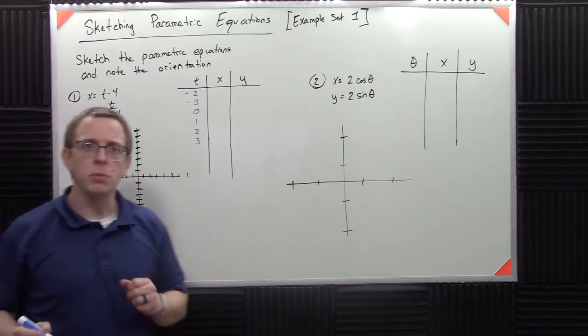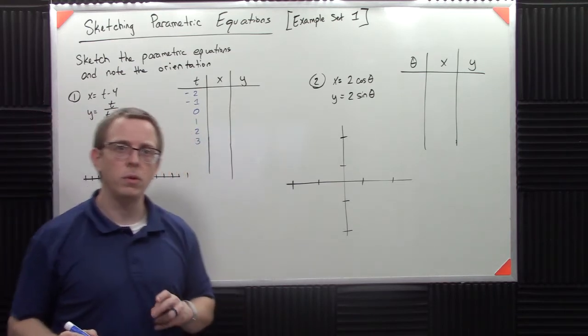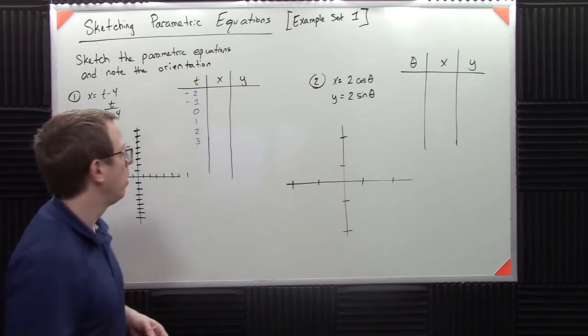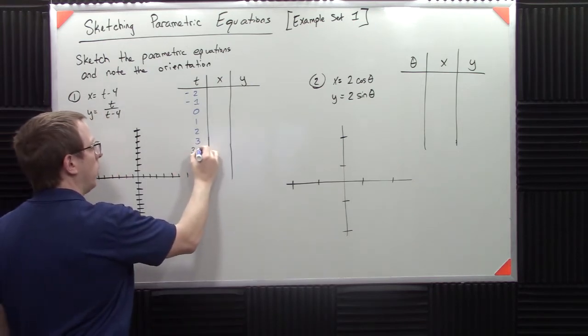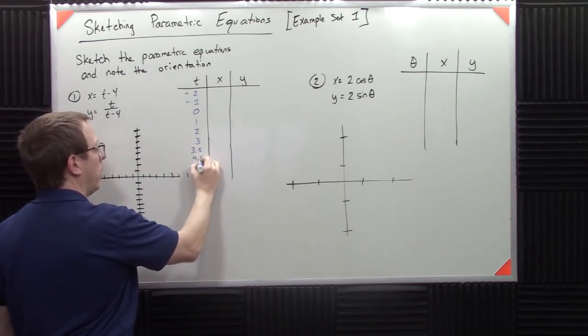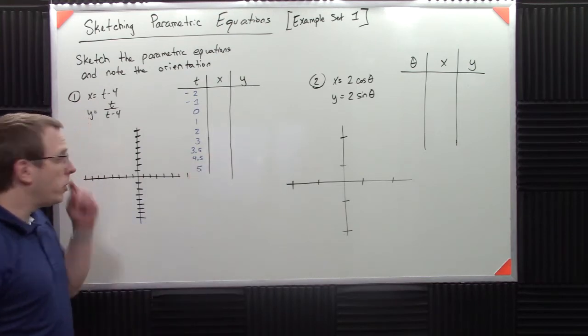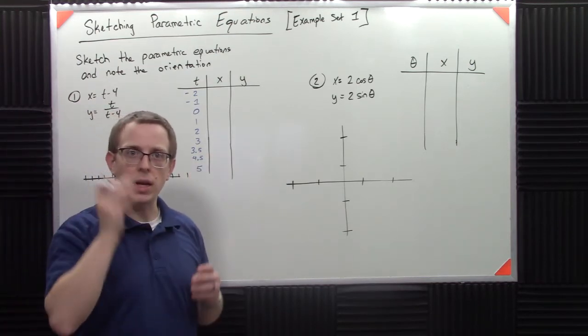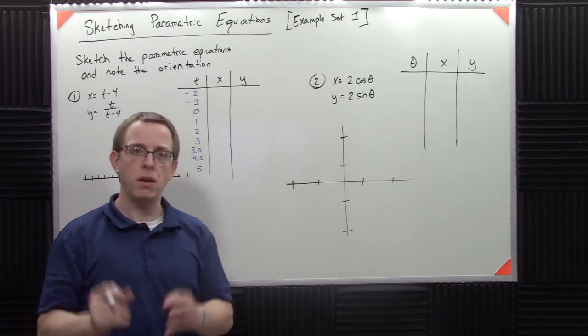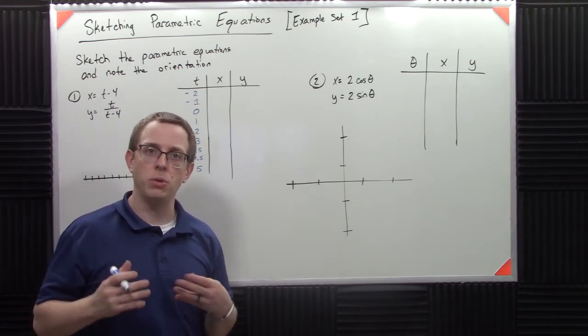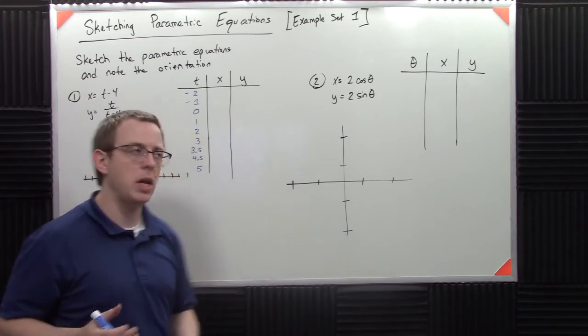Now we're also going to do something else. I'm going to do like 3.5. You don't have to do whole numbers here, but I'm going to do 3.5, and 4.5, and 5. The reason I want to do this is because I want to get near 4, but I don't want to hit 4. You could obviously do things like limits here, but anyway.